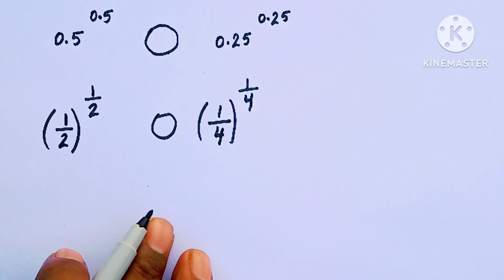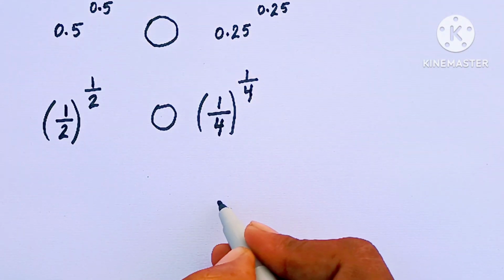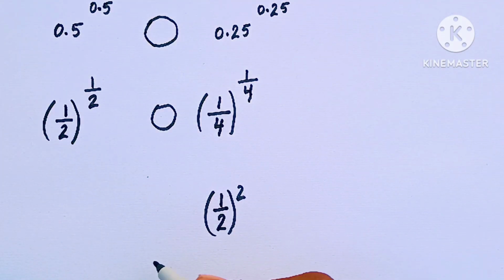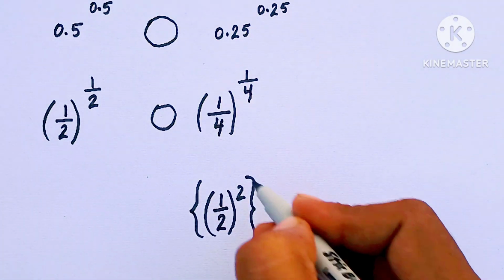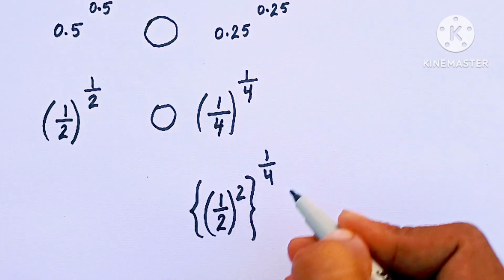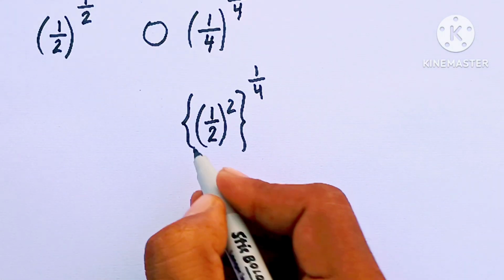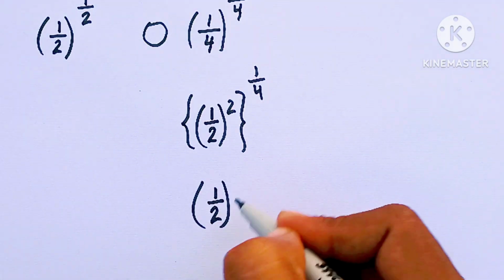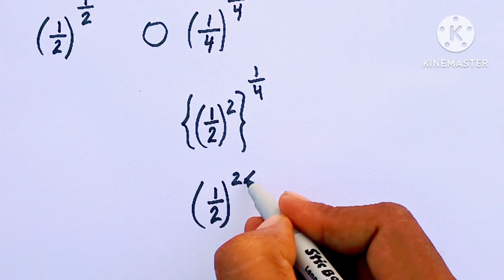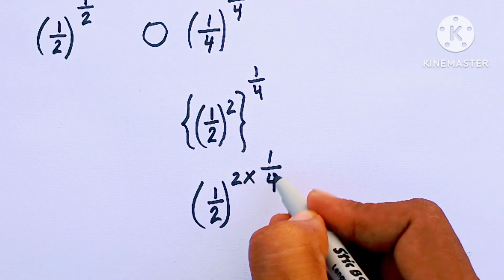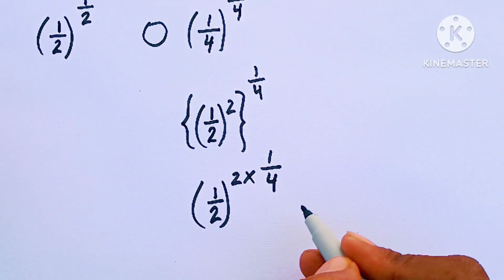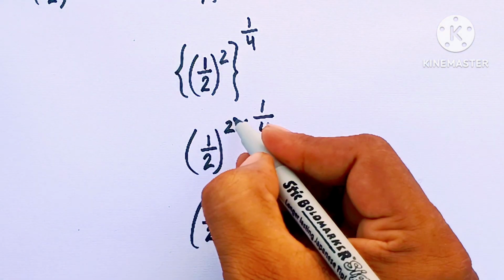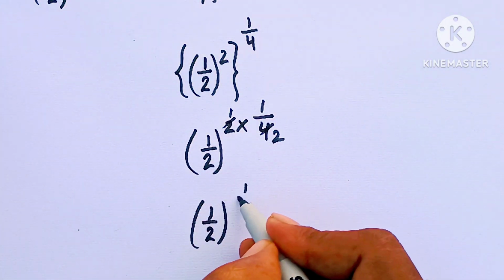Now, I can do one thing: 1 by 4 can be written as (1 by 2) squared, and on the last there is a power 1 by 4. I can solve this as 1 by 2, and then this power and this power will multiply together. So we have 2 multiplied by 1 by 4, and this will cancel. So we have 1 by 2.